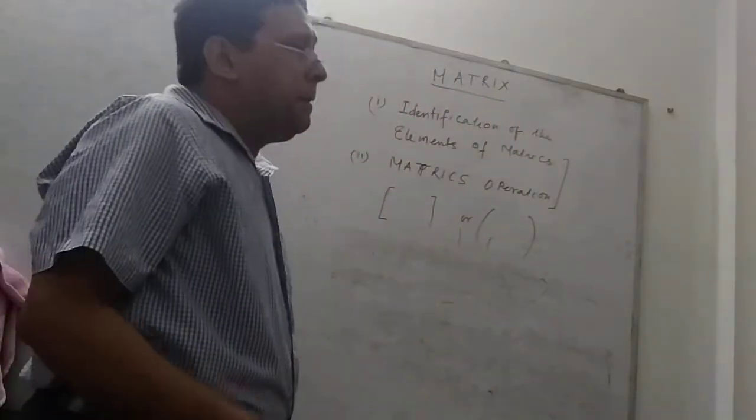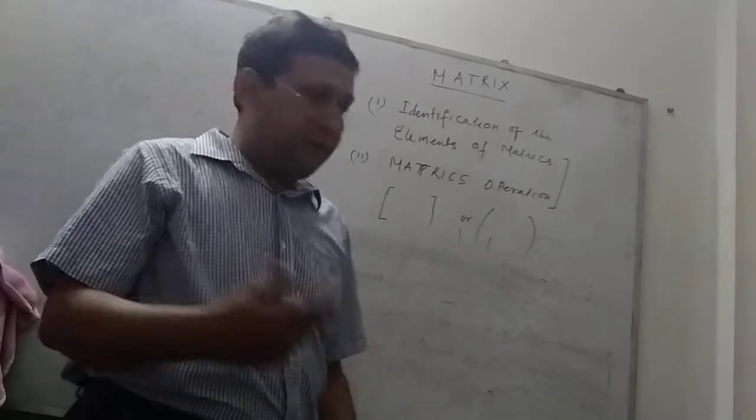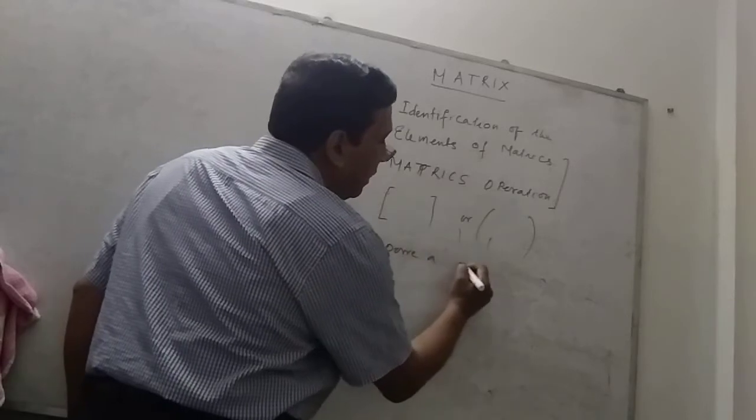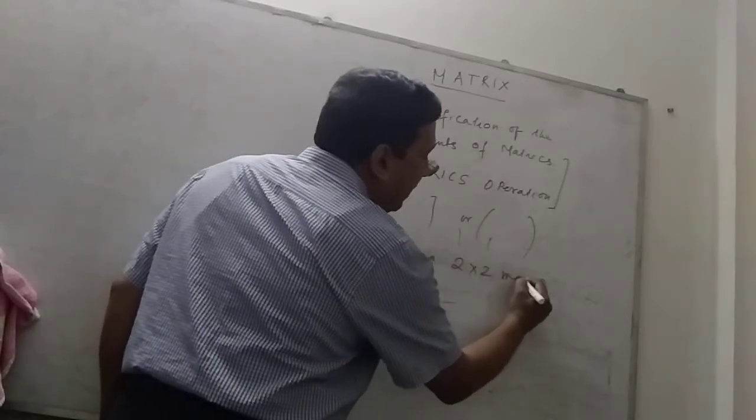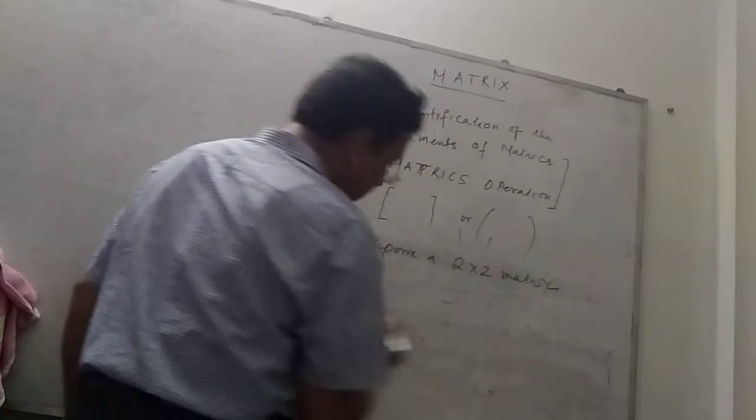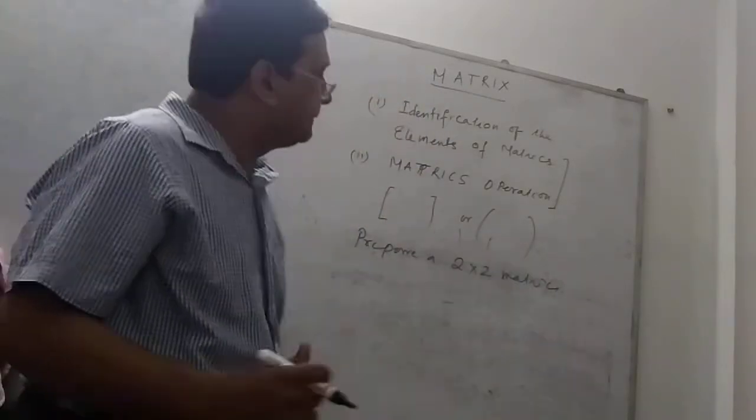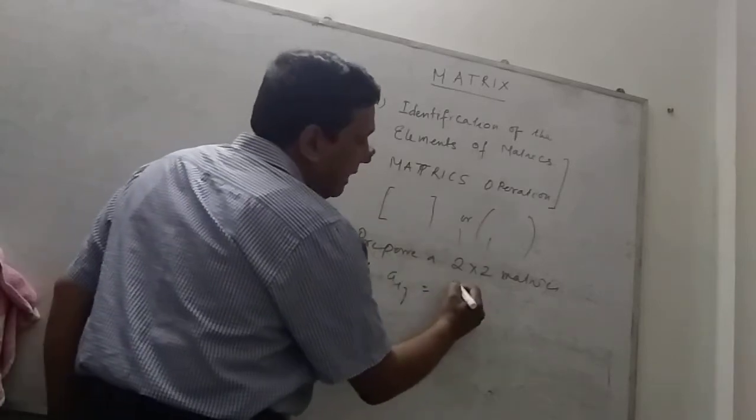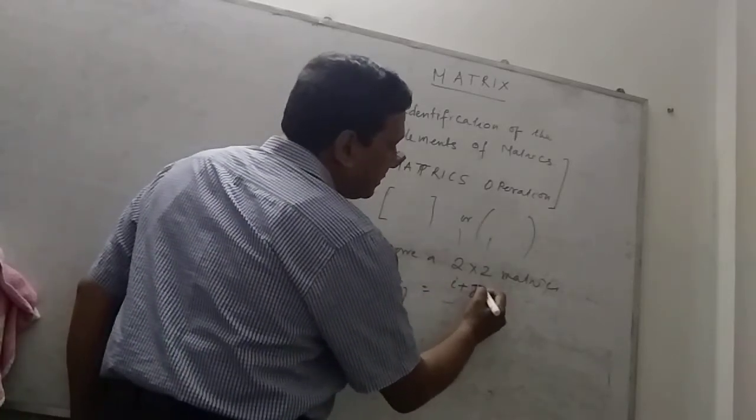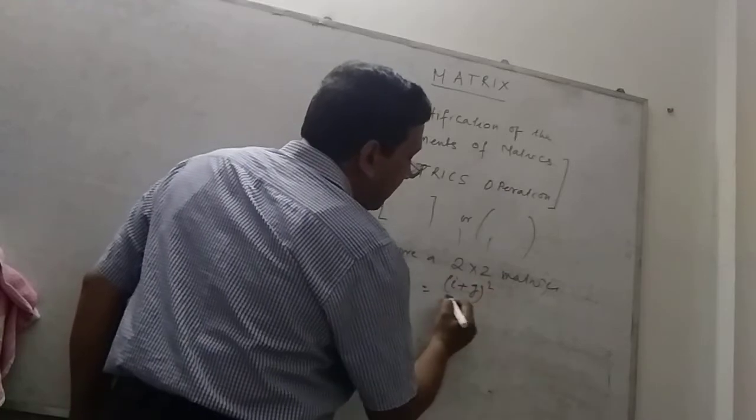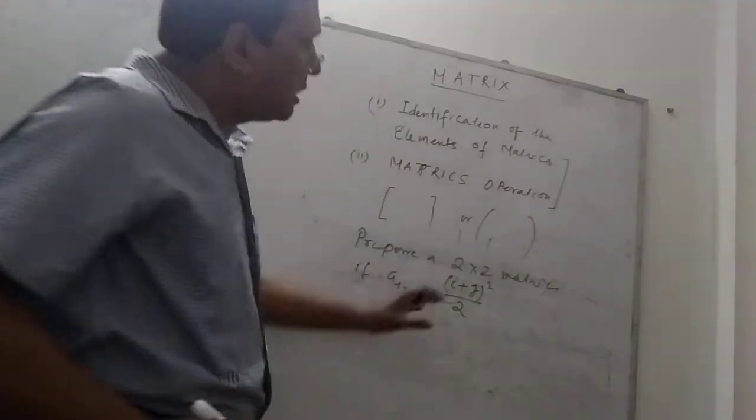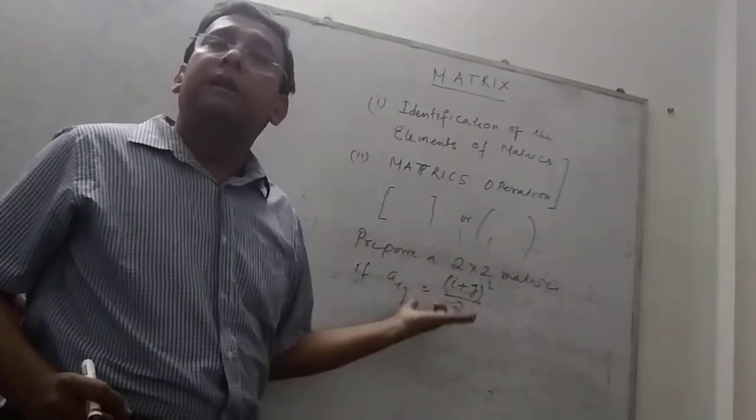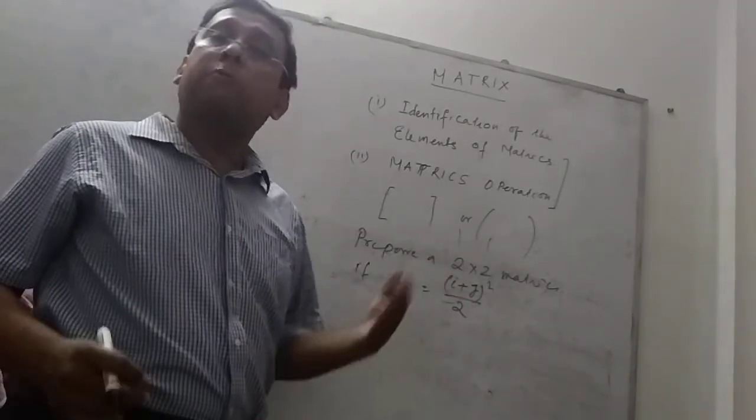It will be given: prepare a 2 by 2 matrix if its elements are defined in this way: Aij is equal to (i plus j) whole square by 2. Suppose this is the question, so it's a very simple question. Already I told you, i means what? The number of rows, j means what? Number of columns.